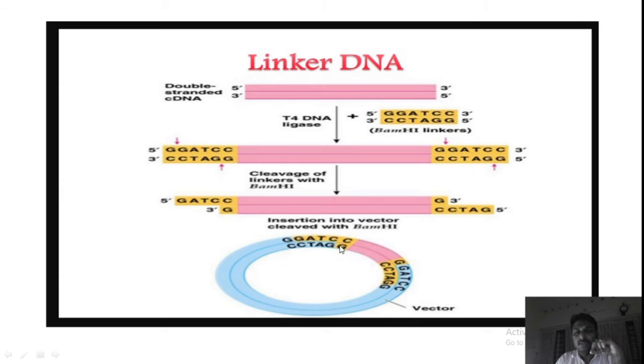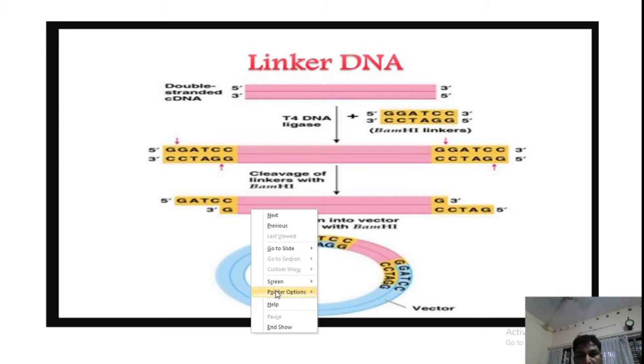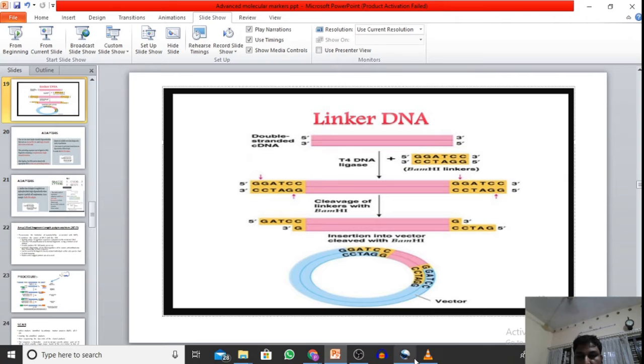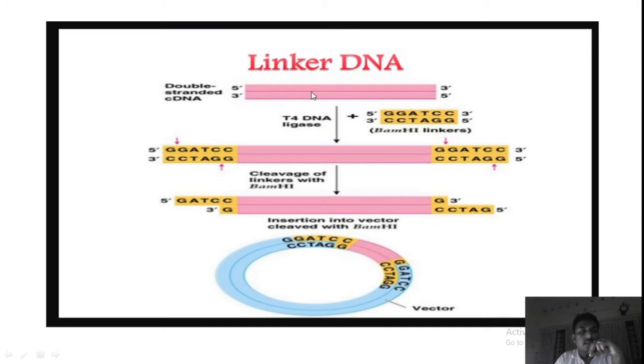Then the other choice is BamH1. But here lies another problem: if your gene of interest does not have a BamH1 site, then what will you do? Here you can depend on linker DNA. I have told you just a while ago that these linker DNA are short double-stranded DNA having restriction sites within it.